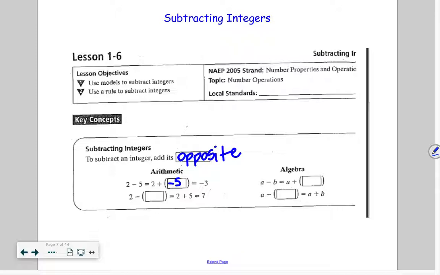Over here, using algebra, it'd be the same thing. They're changing the subtraction sign to an addition sign. What are we going to change that b to? A negative b. Next example. 2 minus something equals 2 plus 5 equals 7. They changed subtraction to addition. Now look here, it's a positive 5, right? What was it before? Would have been a negative 5.